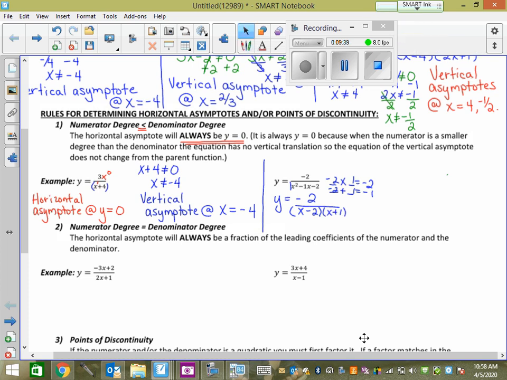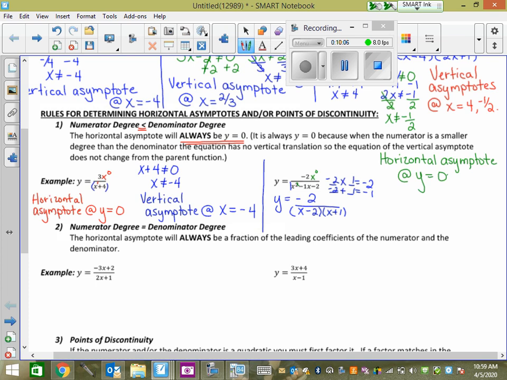Now my numerator is degree 0, because it's x to the 0 if there's no x. And this one's degree 2. So my numerator is still smaller degree than my denominator. The moment that happens, I have a horizontal asymptote at y equals 0. Don't even have to look for anything.